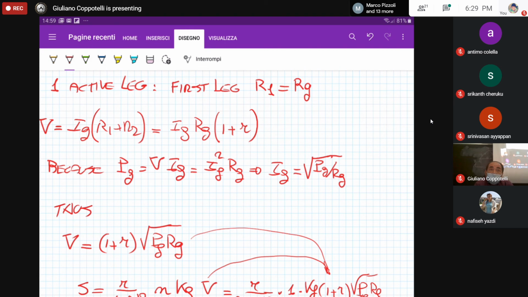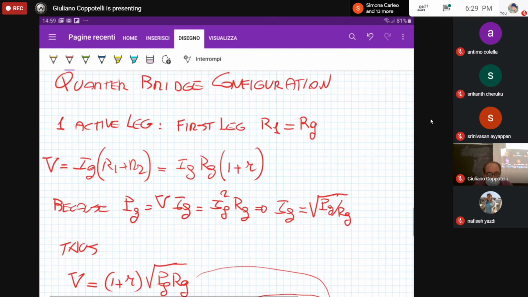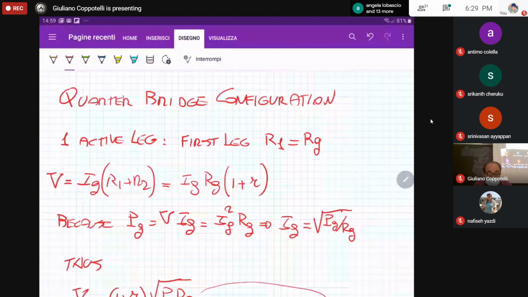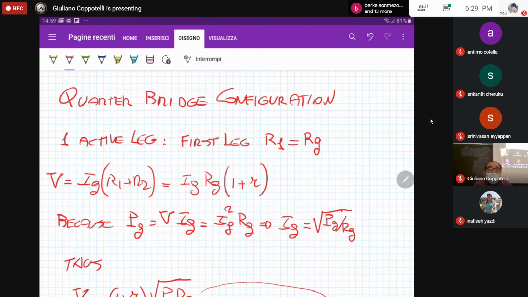So I don't see how R... Yeah, as you can see here, the output tension, the input tension is equal to Ig times R1 plus R2. Can you see that? Yeah.